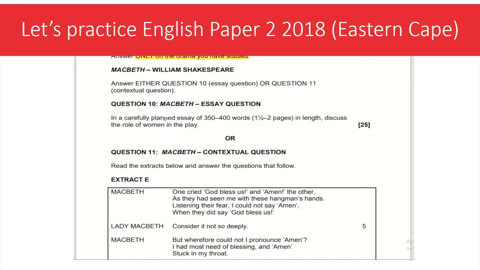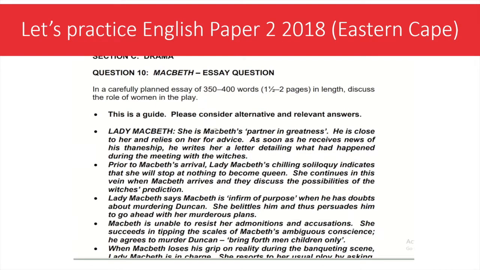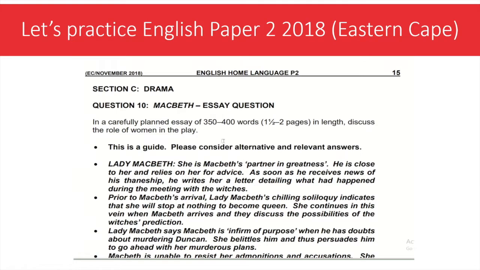So in a carefully planned essay of 350 to 400 words, discuss the role of women in the play for 25 marks. I actually wanted to show you what it looks like on the memo. So this is what a marking guideline looks like for a literature essay. So the fact that you have to talk about women, remember to use the structure, to use the steps that I've recommended, to use the PEEL method, and then obviously have a sound introduction and a sound conclusion as well.